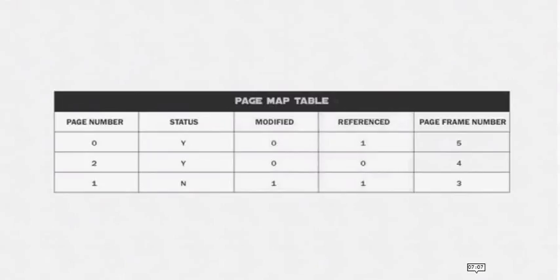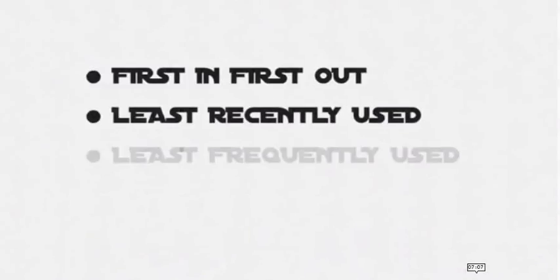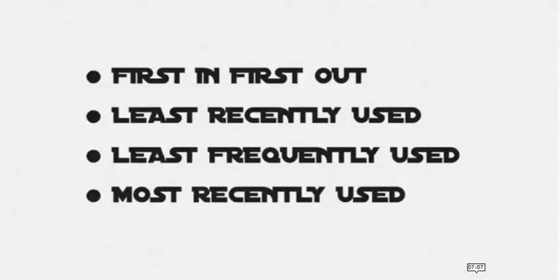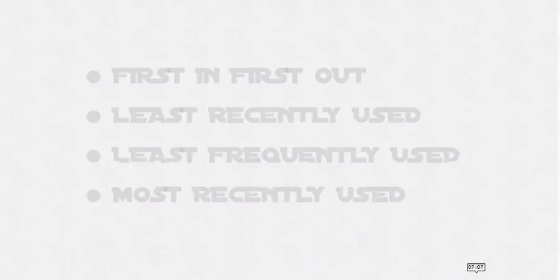How do we determine the replacement of pages? By using a page replacement policy: first in, first out, least recently used, least frequently used, and most recently used. These are the policies used to change pages based on a specific algorithm. These are all pretty self-explanatory, and I'll simulate this in later slides.